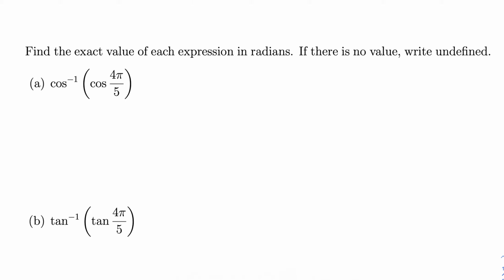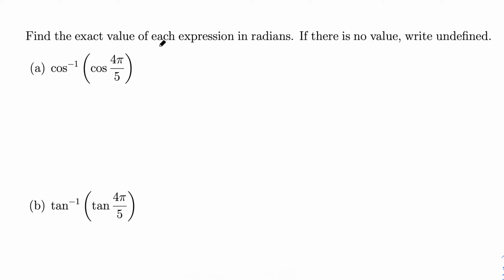Find the exact value of each expression in radians. If there is no value, write undefined. In part A, we got cosine inverse of cosine 4 pi over 5. Cosine inverse and cosine are inverses to each other. They can cancel as long as this angle is in the range of cosine inverse.